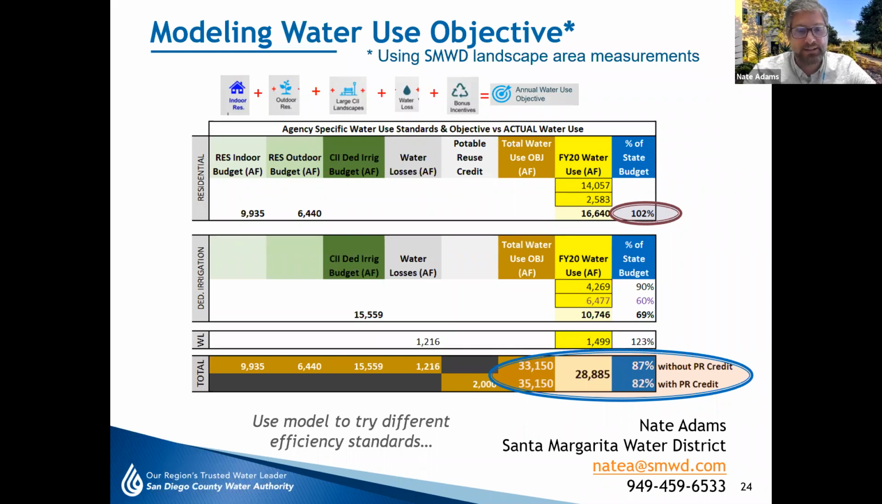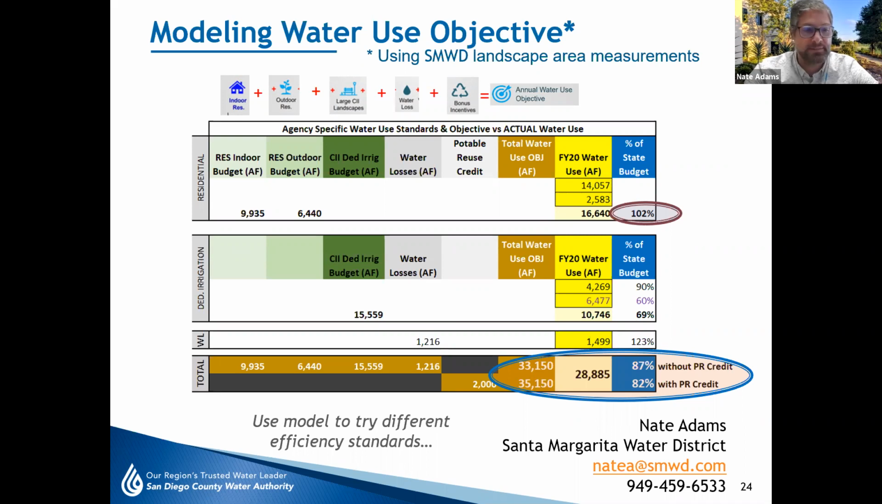I've also added in our CII, and this is where the district makes it up. If I add in our dedicated irrigation budget against actual usage, and that's that next block, if you will, you can see that our CII DIM water use is 69% of its budget. So that's where we make up the headroom.